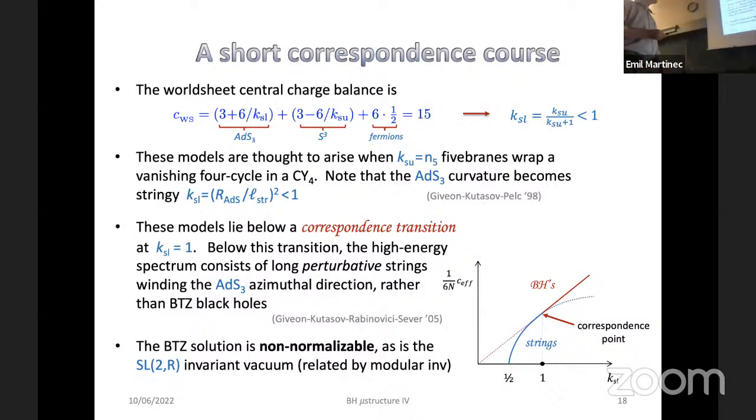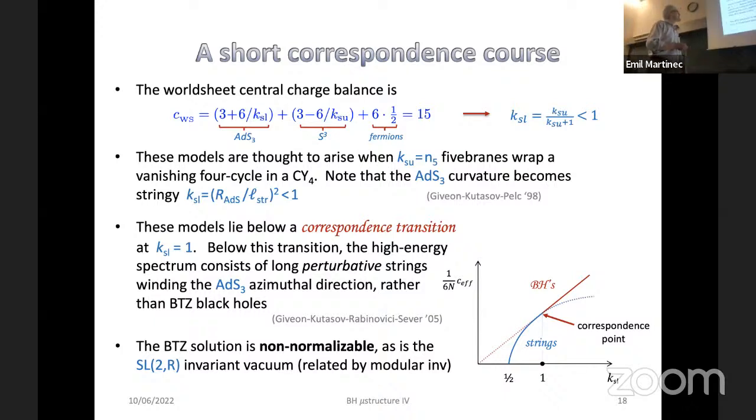And again, because the AdS radius in string units is coding where you are relative to some kind of correspondence transition, all of these models lie below the correspondence transition. So if you're below the correspondence transition, all of the entropy should be in perturbative strings, not in black holes. And indeed, that's true, as argued by these folks, that if you look at the high energy spectrum, there are strong arguments that it's dominated by perturbative strings. The winding strings that Andrea was talking about in his talk are in fact the dominant excitations at high energy.